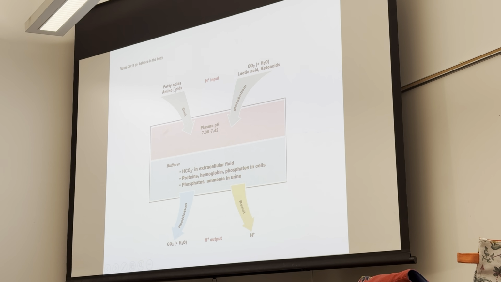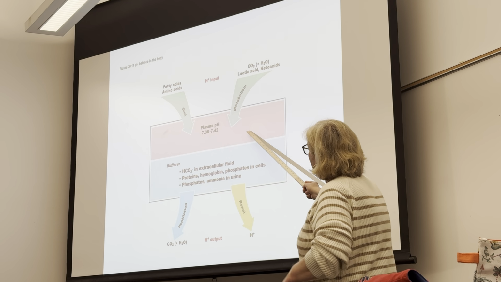So here it is. Fatty acids, amino acids as a part of the diet, metabolic byproducts like lactic acid as a part of the modified glycolysis, right? The anaerobic glycolysis, CO2 plus water, carbonic acid, ketoacidosis as a part of the fat burning. So all of this will increase the input of hydrogen and decrease the pH, right? So all that will sway the body into acidosis.